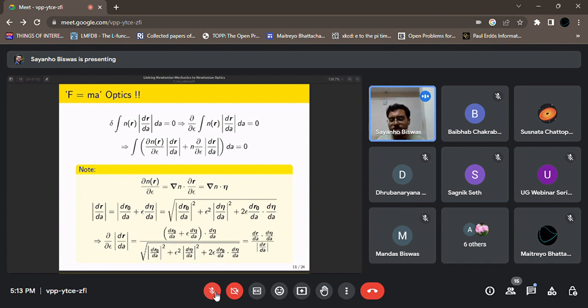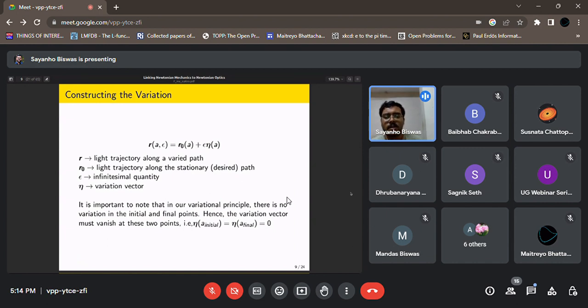After writing this dot product, the dou n dou x i cap plus dou n dou y j cap plus dou n dou z k cap becomes nothing but the gradient of n. And dou x dou epsilon i cap plus dou y dou epsilon j cap plus dou z dou epsilon k cap becomes nothing but dou r vector dou epsilon, where r vector is nothing but x i cap plus y j cap plus z k cap. Okay, good. Now I have written this dou r vector dou epsilon from my previous slide.